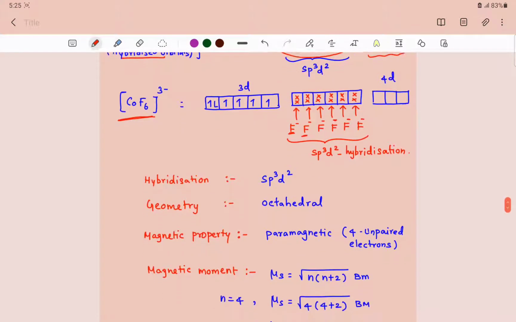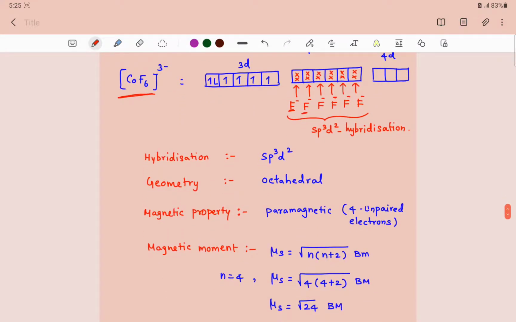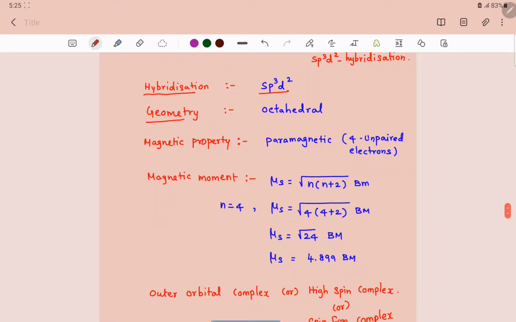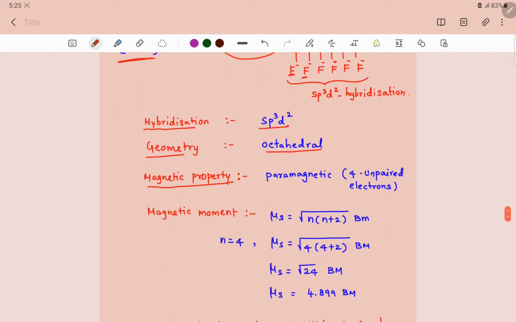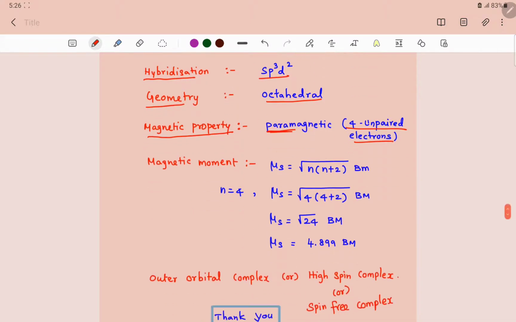So this is the hexafluoridocobaltate(III) complex. The main points are: the hybridization is sp3d2, the geometry is octahedral, and the magnetic property is paramagnetic, because looking at the electronic configuration there are 4 unpaired electrons, so the molecule behaves as paramagnetic.